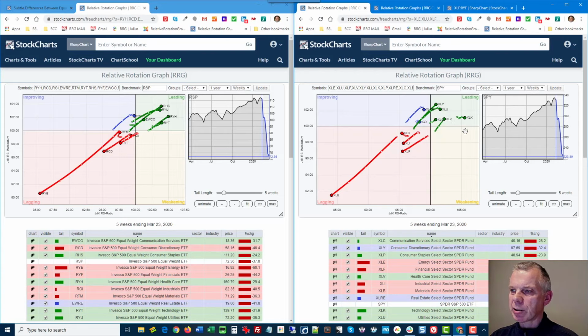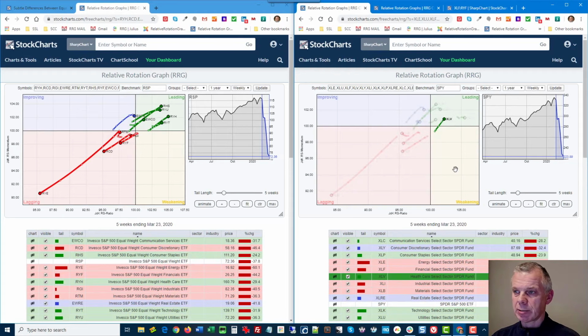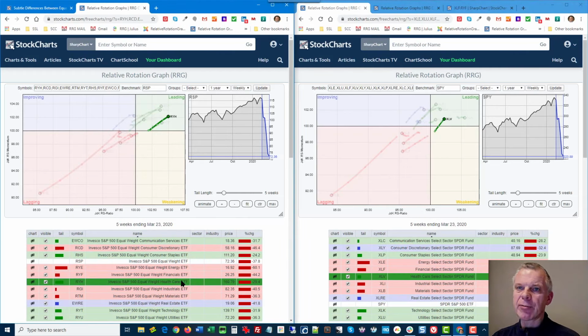You can see that they're close together here on the regular RRG. So if we highlight healthcare, you see that it's doing nice. It's just rotated from weakening into leading. And on the left side, the healthcare ETF, RYH, is inside leading and powering to the right, which is a strong thing.